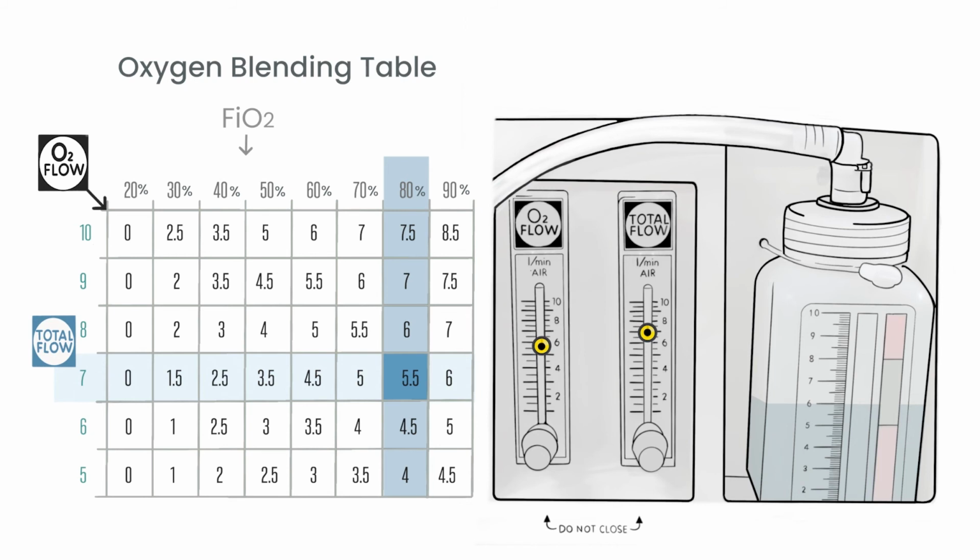Remember, the usual starting settings for CPAP for babies is 50% FiO2 at 6 liters per minute total flow, with 6 centimeters of water in the bottle. If the treatment needs to be increased, you will need to refer to this oxygen blending table. This video has shown you how to read the oxygen blending table. The next video will show you how to use the table when making decisions about increasing CPAP treatment for babies whose condition does not quickly improve.